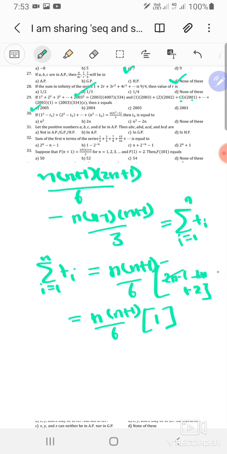No, wait, it is supposed to be 2n + 1, right? So in fact this is like 3, so n(n + 1)/2 looks correct. So in that case Tn has to be n, right? But the options do not contain n, so it should be none of these in that case.